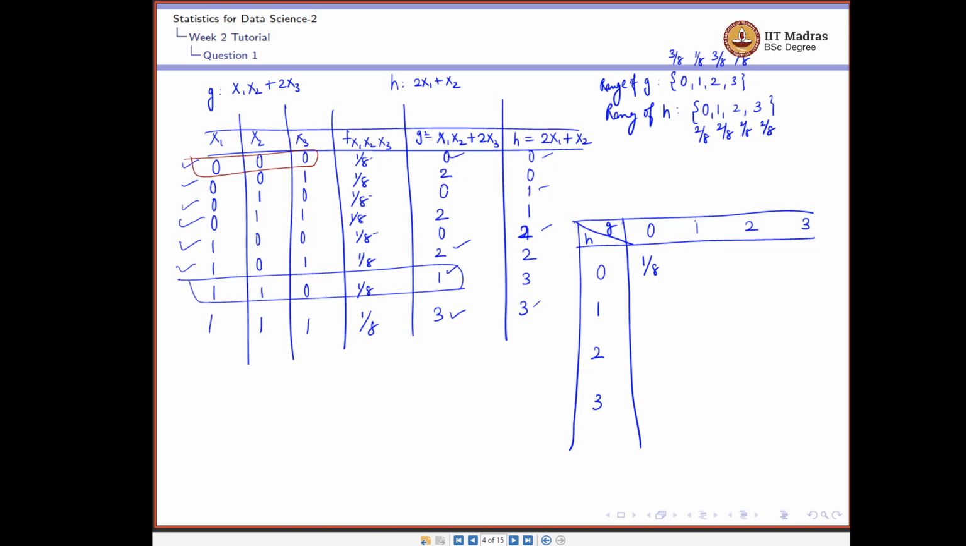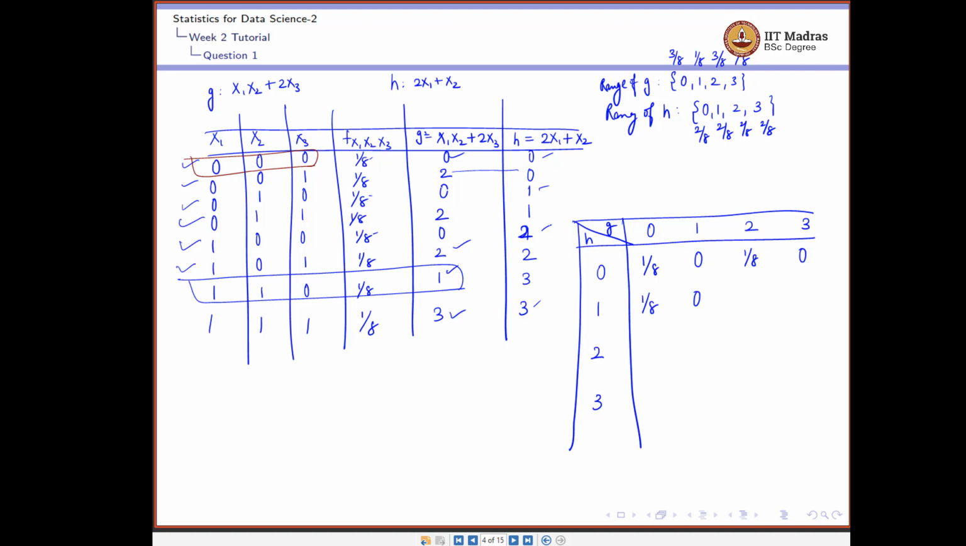What is the probability that G is taking the value 1 and H is taking the value 0? This is again 0, right? Now what is the probability that G is taking the value 2 and H is taking the value 0? G 2 and H 0. So this is again 1 upon 8. 3, 0, it is 0. Now 0, 1. So G should be 0 and H should be 1. So it is again 1 upon 8. 1, 1, it is 0.